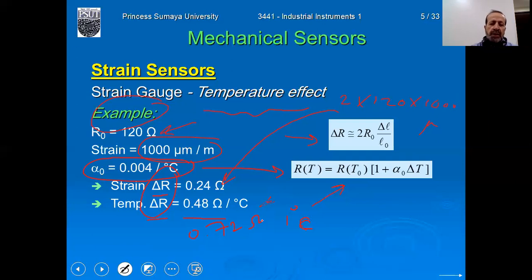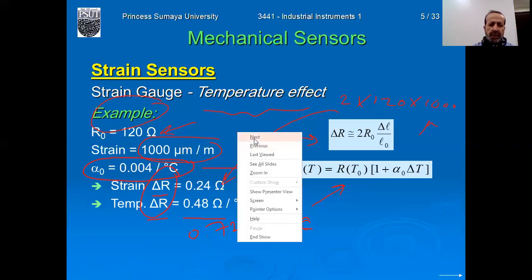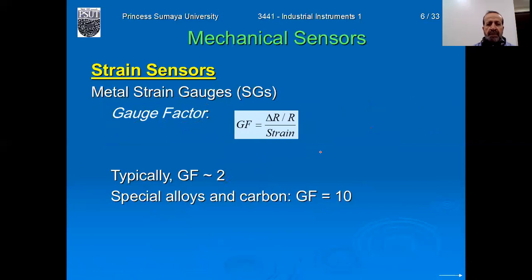So we need some type of compensation to remove, reduce, or cancel this temperature effect. We need only the change in resistance due to strain, because we are using the strain gauge to measure the strain, not to measure the temperature. Okay. So we have this formula.